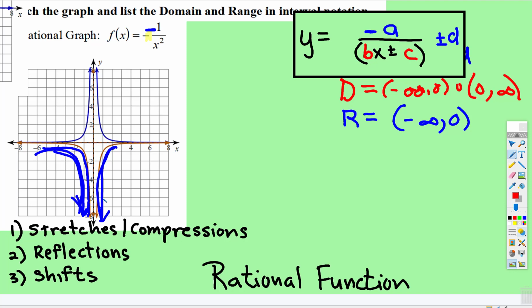So anyway, there wasn't a lot to this one this time, but that would be how you would reflect a rational function.